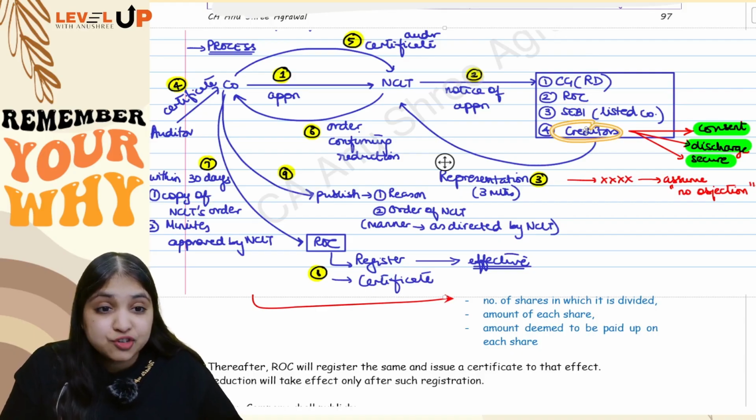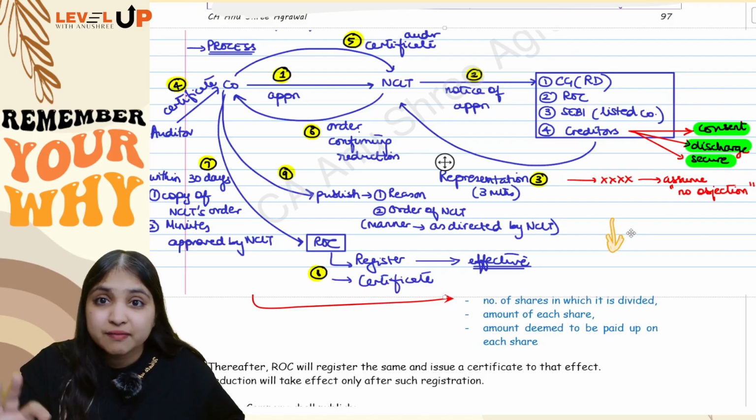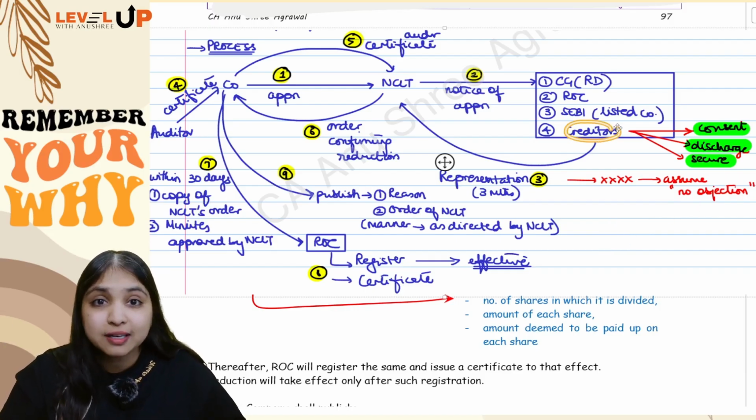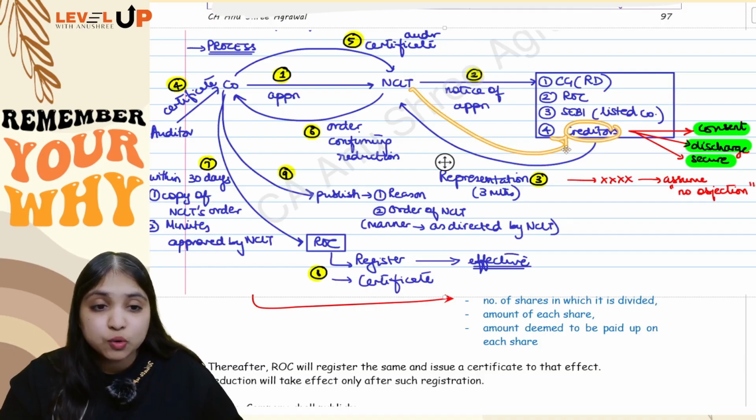We had discussed at the start why creditors are important in section 66. Same reason, guys: in reduction of capital under section 66, the capital of the company is reducing. Wherever the capital of the company reduces, the creditors will become unhappy. So we have to get their consent also. So NCLT will give a notice to creditors also.